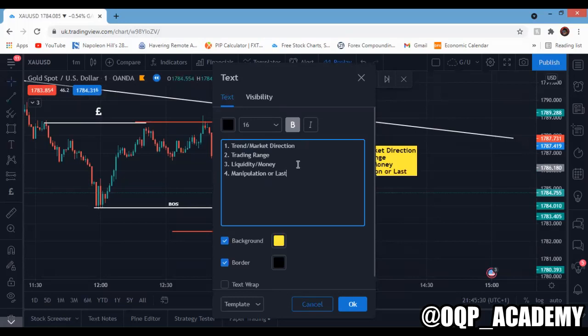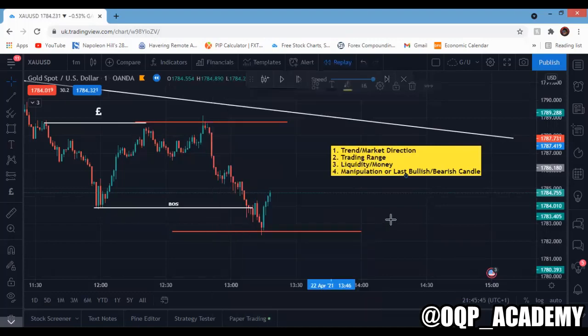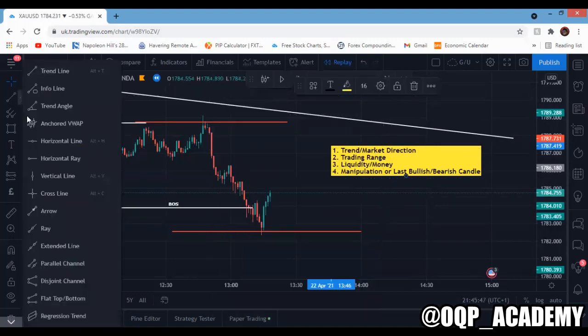So I'm going to add in number 4 is the manipulation. Or last bullish slash bearish, it's pretty much the same thing, but I'm just putting or last bullish slash bearish if we're buying candle, right?